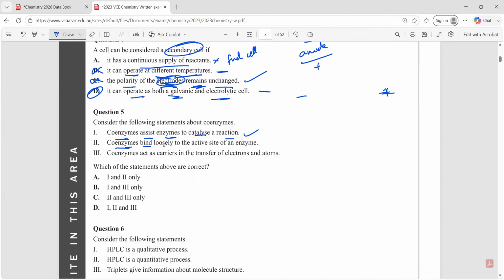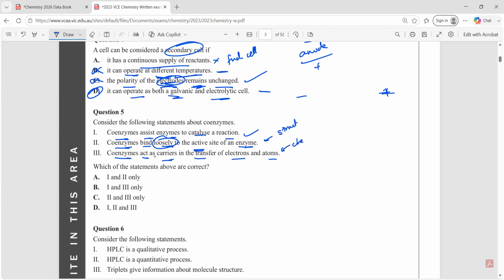Coenzymes bind loosely to the active site of an enzyme. Coenzymes act as carriers in the transfer of electrons and atoms. Yeah, they do bind loosely to the active site of an enzyme because they kind of fall off after the reaction is actually finished. So this talks about its structural component. This talks about its chemical component.